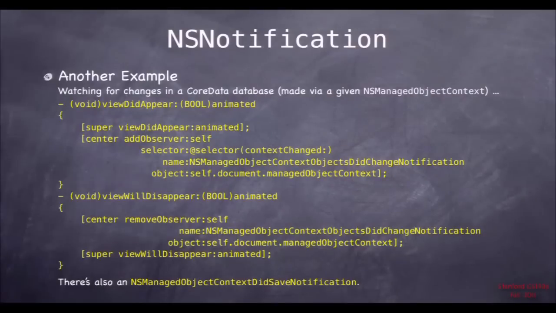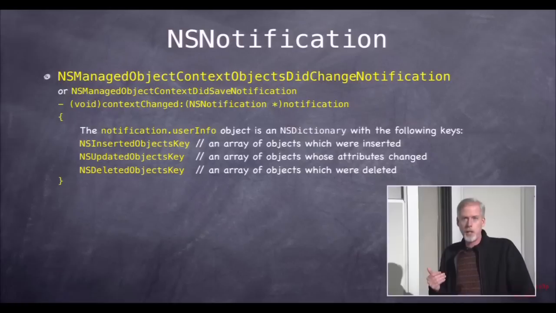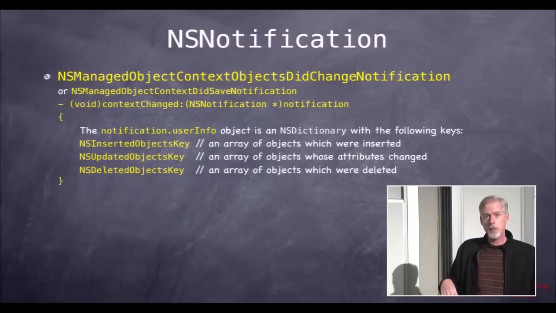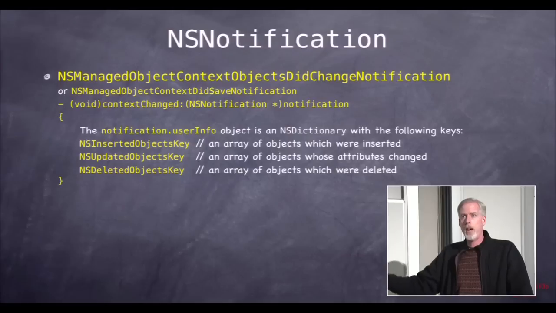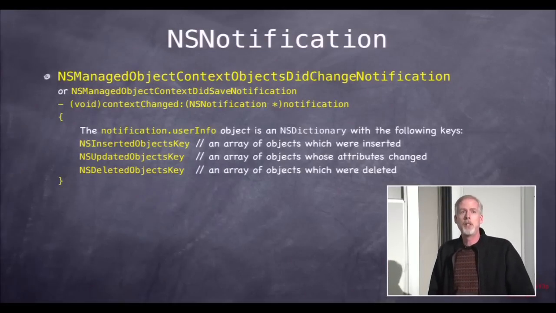All right, so if I did this, what would my contextChanged method look like? You see, I'm saying I want to receive contextChanged, and it would be contextChanged with an NSNotification. And this time the notification has a userInfo. And the userInfo is a dictionary. And that dictionary has three keys in it. One key is called NSInsertedObjectsKey. Another one's NSUpdatedObjectsKey. And the third one is NSDeletedObjectsKey. These keys may or may not be there depending on what changed in the managed object context. And the value for these keys is an NSArray of the NSManagedObjects that changed, that were inserted or deleted or their attributes changed. So you're getting the full description here of what changed in your context.